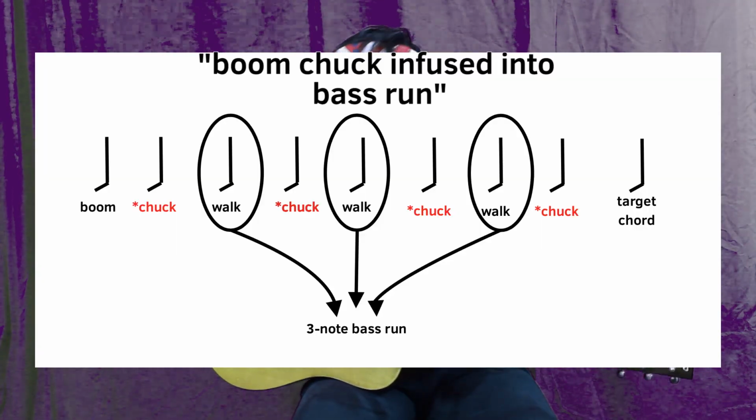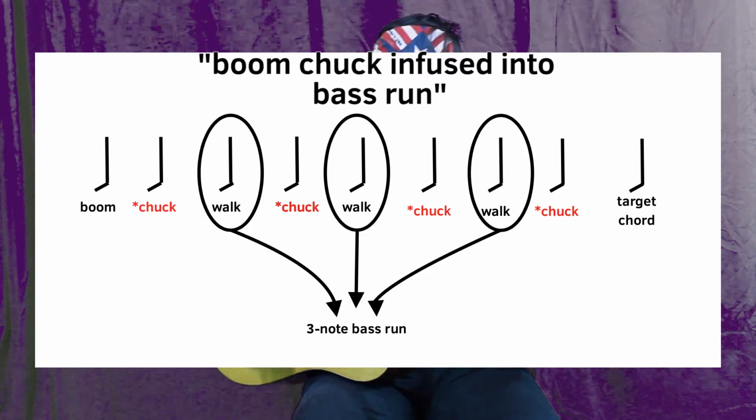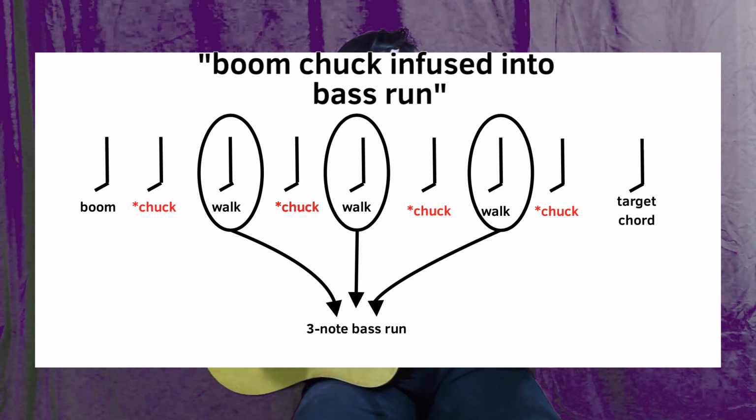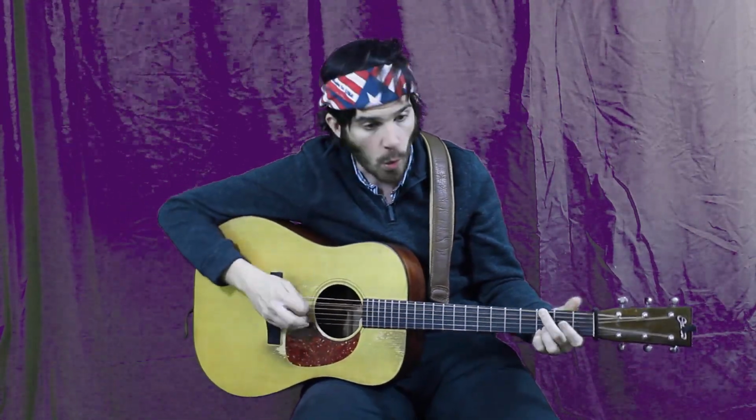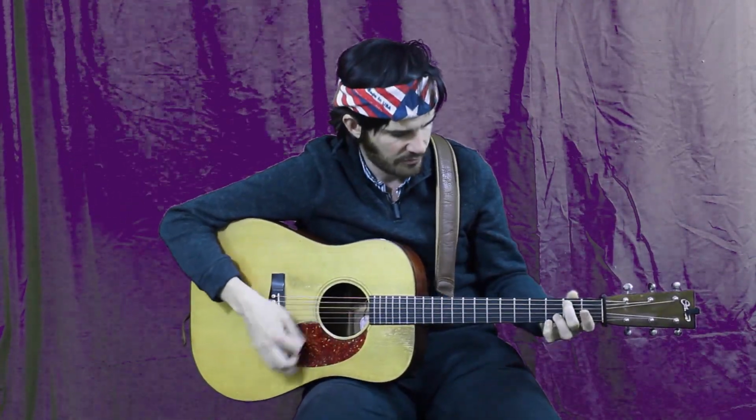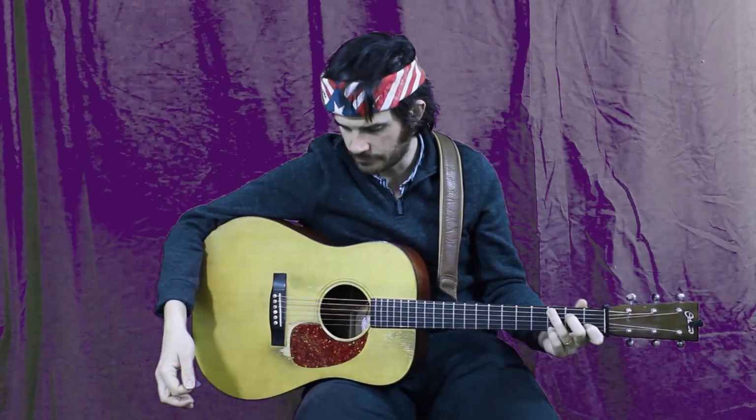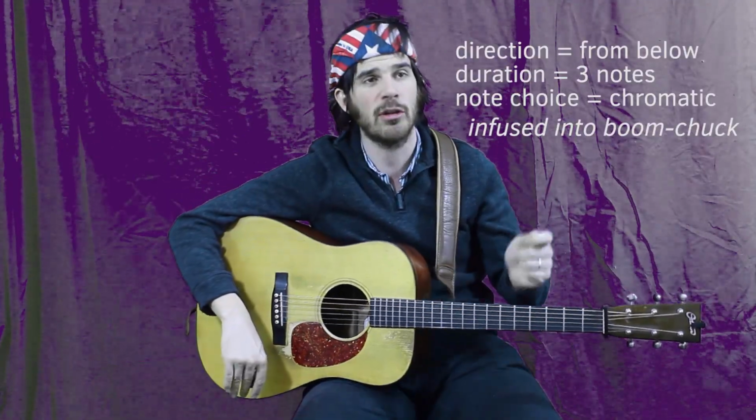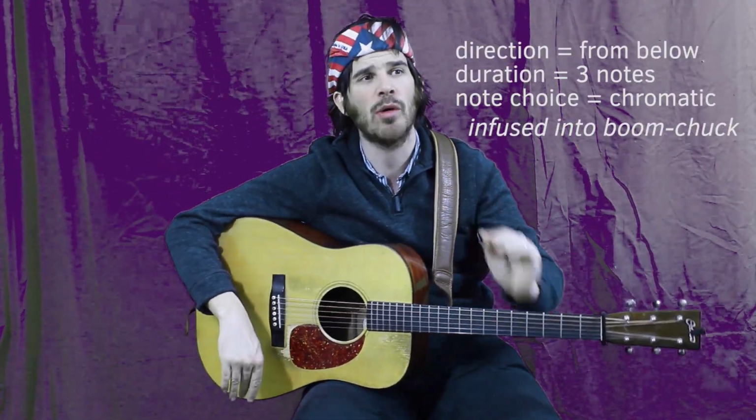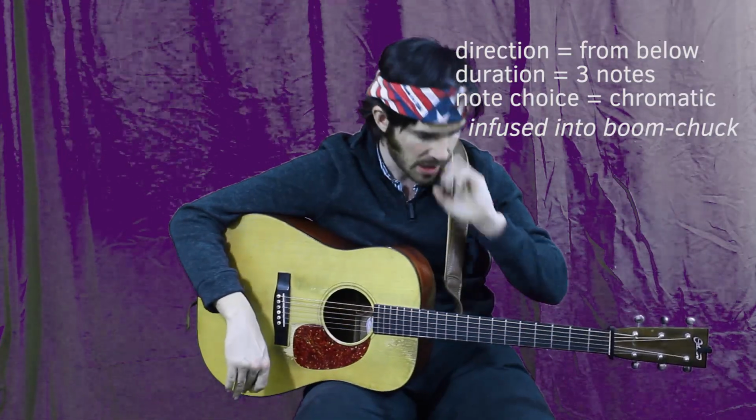So instead of going boom, chuck, boom, walk, walk, walk, we could go boom, chuck, walk, chuck, walk, chuck. Going from a G to a C. 4 boom chucks on the G to a C. So it'd be 1, 2, 3, 4. Walk. I'm going to do that through the duration of Bury Me Beneath the Willow. I'm approaching everything 3 notes chromatically from below, infusing it into our boom chucks. 2, 3, 4.